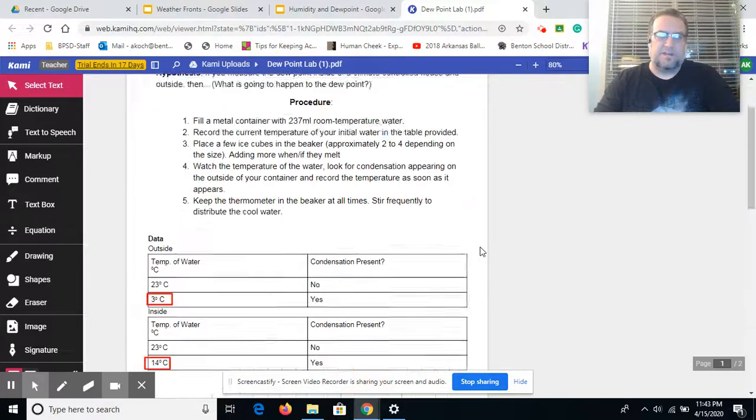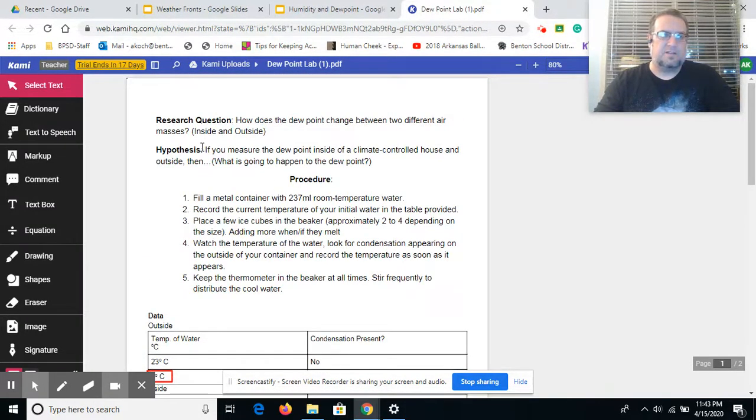So go back to your data real quick here. You can pause it if you want to take a look at it and look at what you put for your hypothesis. What did you think was going to happen? Did you think that the dew points would be the same? Did you think that the inside would be higher or the outside would be higher?